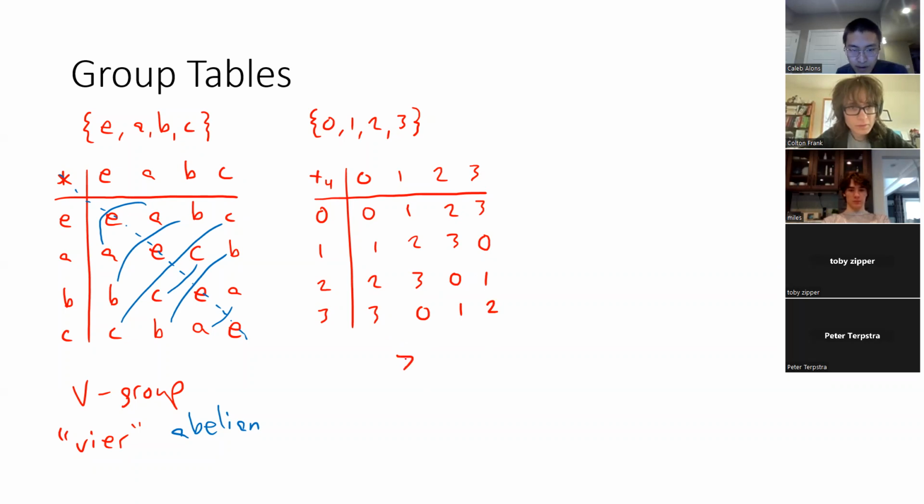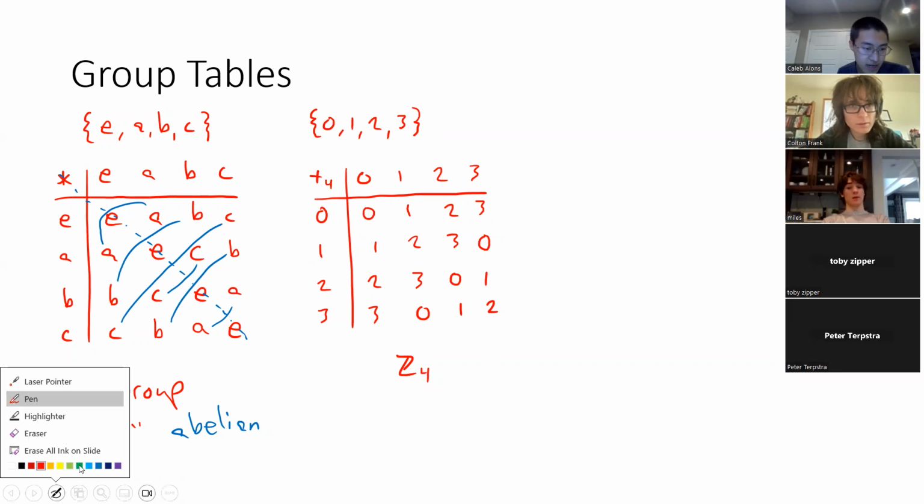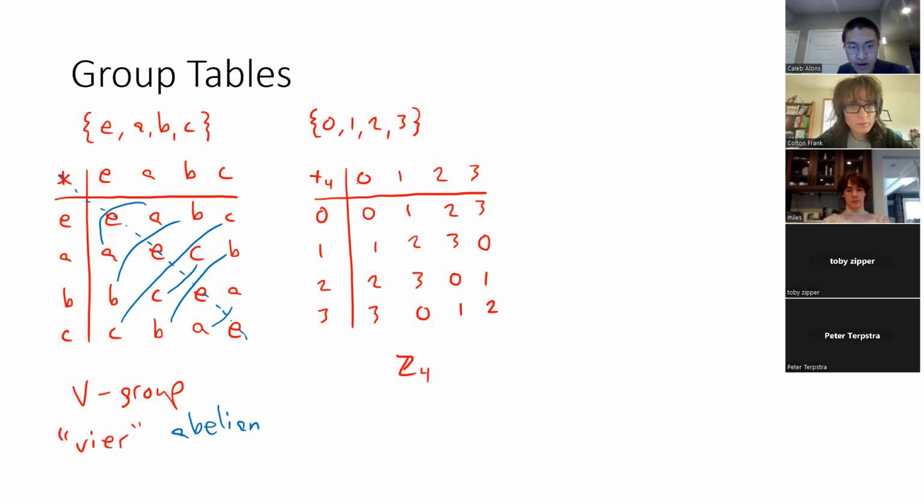this is what we call the integers mod 4. So there are two groups. Notice that they're different. They have a different structure because here the identity doesn't go down the diagonal like it did over here. So over here, what goes down the diagonal is 0, 2, 0, 2.